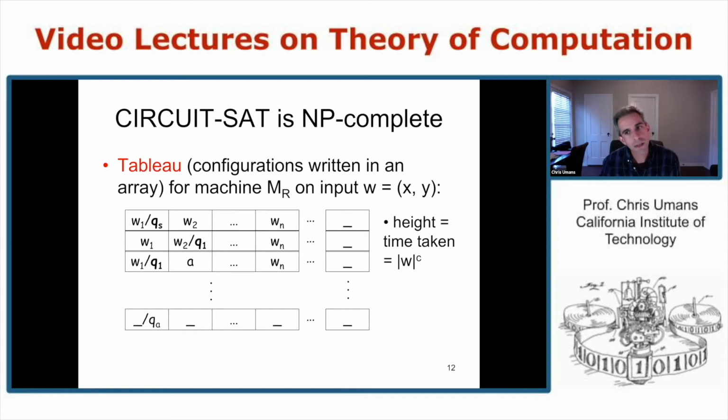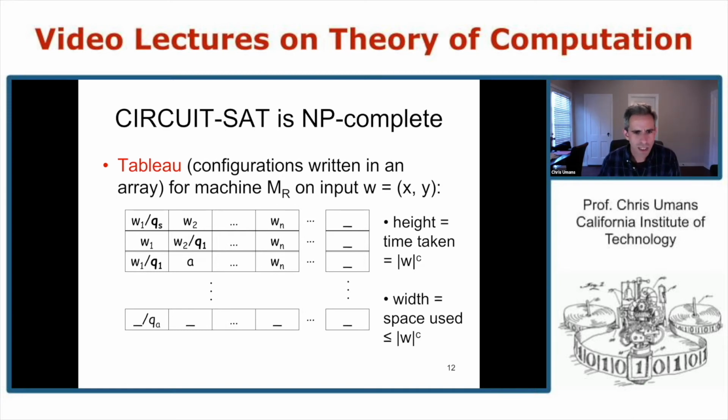When you think of it, the height of this tableau, meaning the number of rows in it, is just the number of steps that it takes before this Turing machine finishes, right? So it's the running time of this Turing machine, which in this case is the length of the input, the length of W, raised to the C, which was that constant. And the width is no larger than the amount of time. It's the space usage, the number of squares that you end up touching as you execute the Turing machine. And of course, in time W to the C, you can touch no more than W to the C cells.